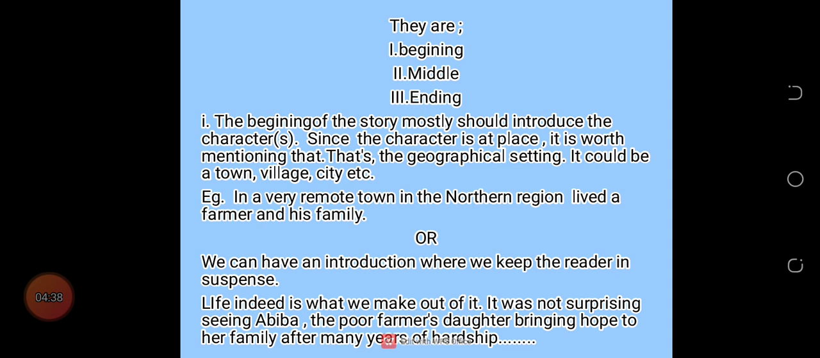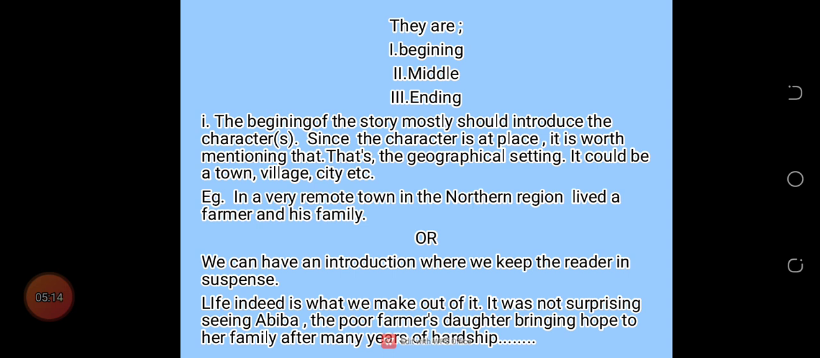So for example, we can have a beginning like, in a very remote town in the northern region lived a farmer and his family. With this example, this is just a line or a sentence. We have introduced the place. We have also introduced a character. So the reader can guess.